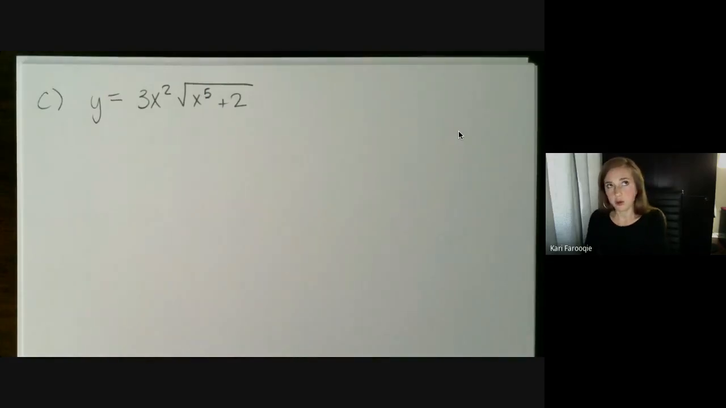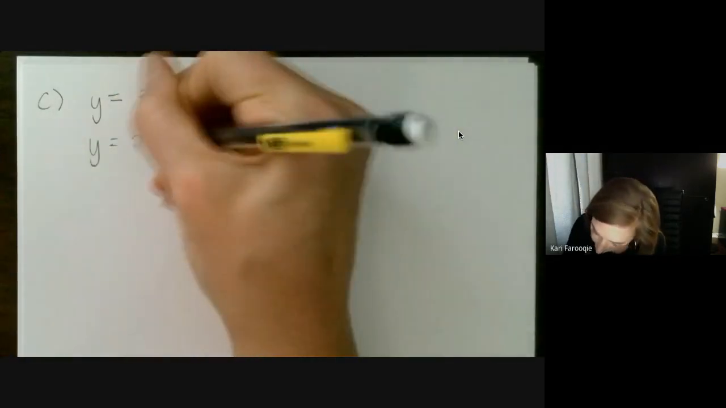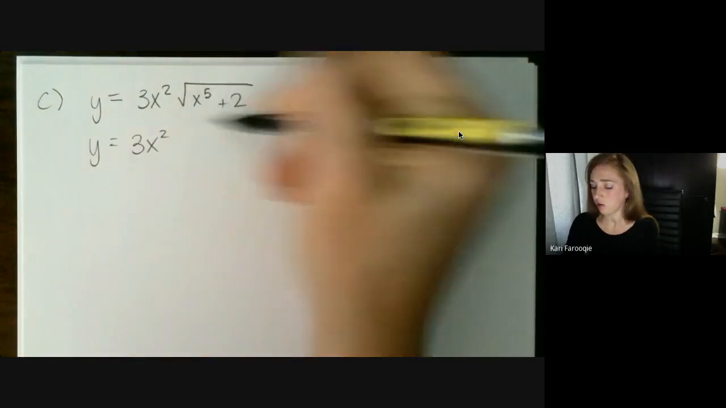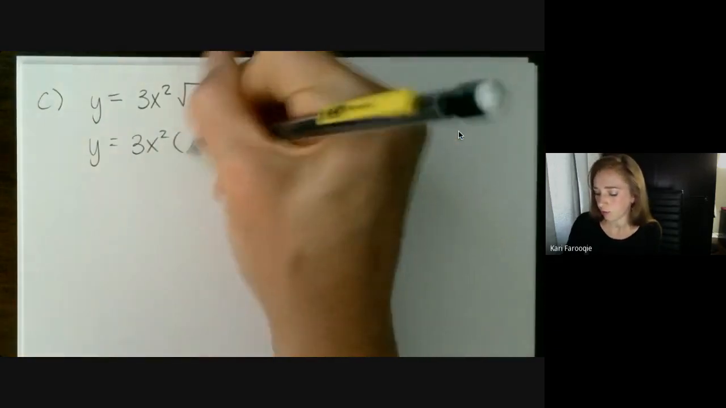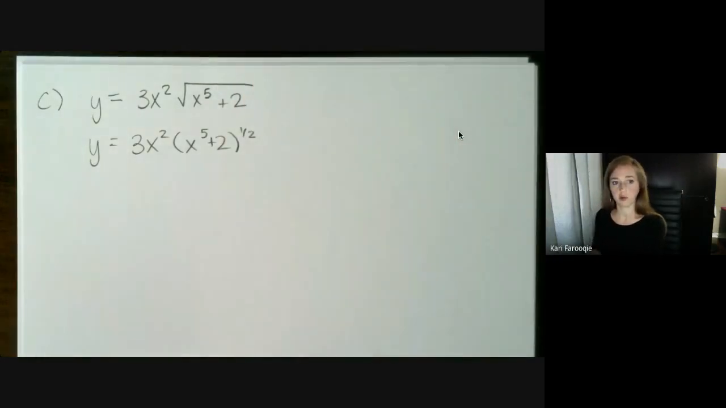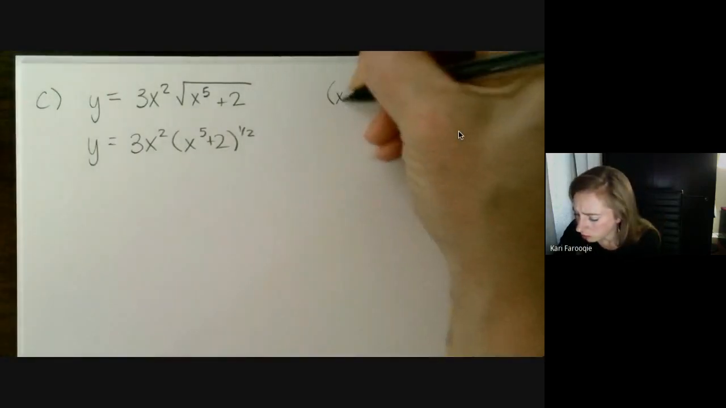Okay, so we're going to be using the product rule for rational exponents right now. So you're going to want to rewrite this using rational exponents. We're taking x to the fifth plus 2 to the 1/2 power. Anytime we're square rooting a quantity, we're taking it to the 1/2 power, the whole thing. So don't forget your parentheses.